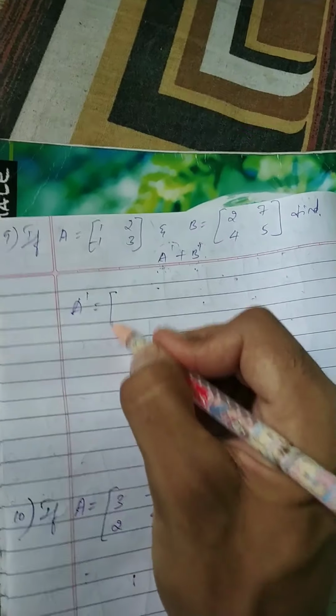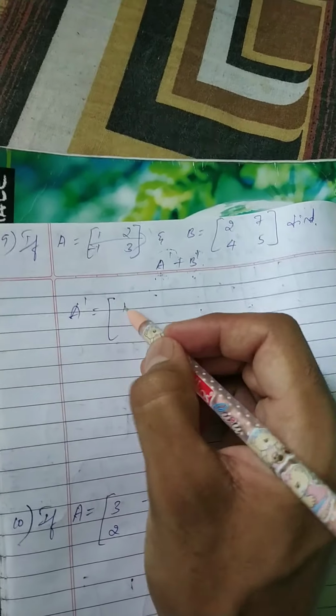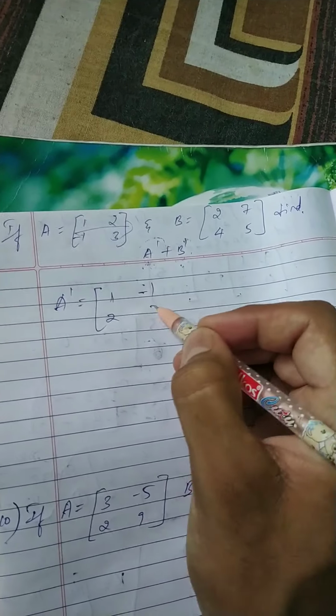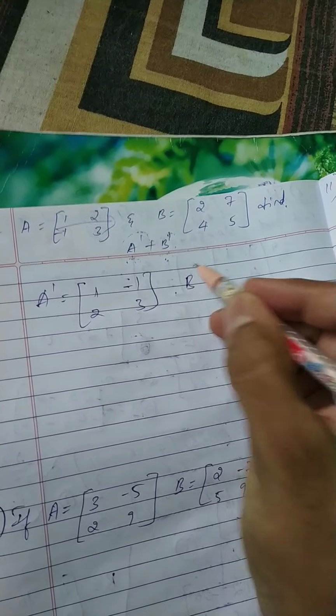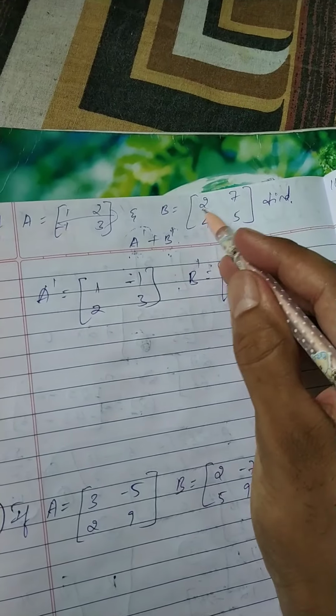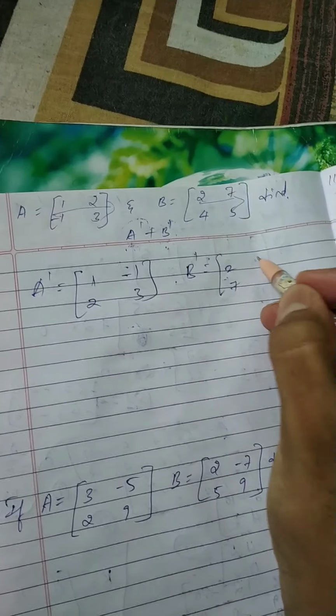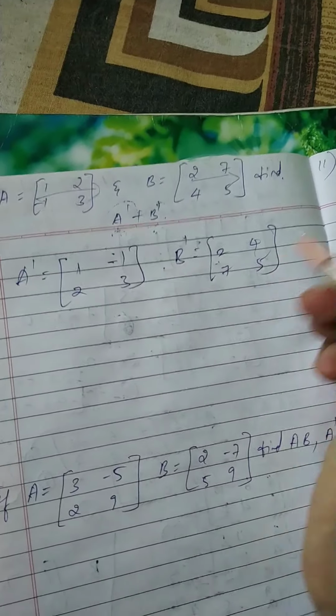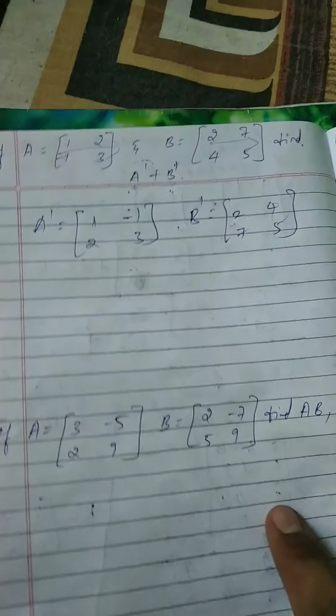First I am supposed to find a transpose. What is a transpose? Rows into column. So 1, 2. Rows into column 1 and 3. And what is b transpose? B transpose will be rows into column. So it is 2, 7. So rows into column is 4, 5. Then finally add this. You know how to add that.